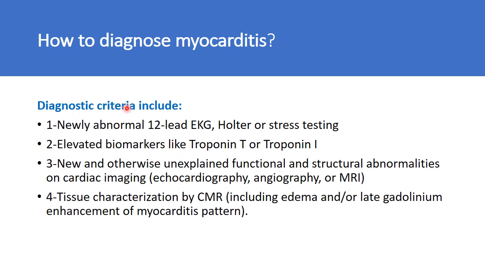The diagnostic criteria include newly abnormal 12-lead ECG or Holter, elevated biomarkers such as troponin T or troponin I, new and otherwise unexplained functional and structural abnormalities on cardiac imaging, and finally tissue characterization by cardiac MRI, including myocardial edema and the characteristic late gadolinium enhancement pattern of myocarditis.